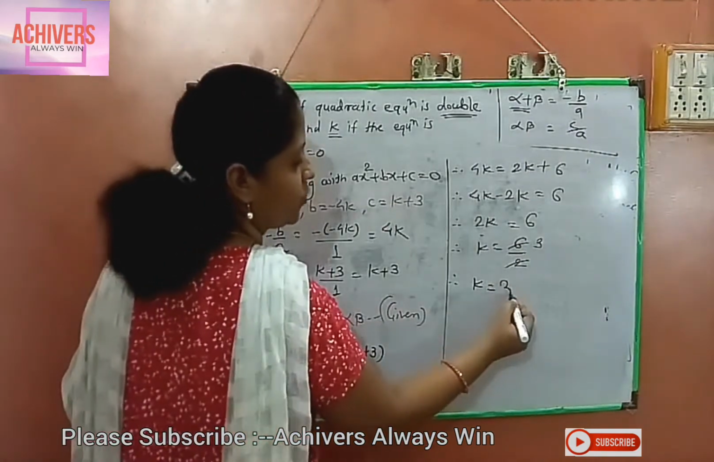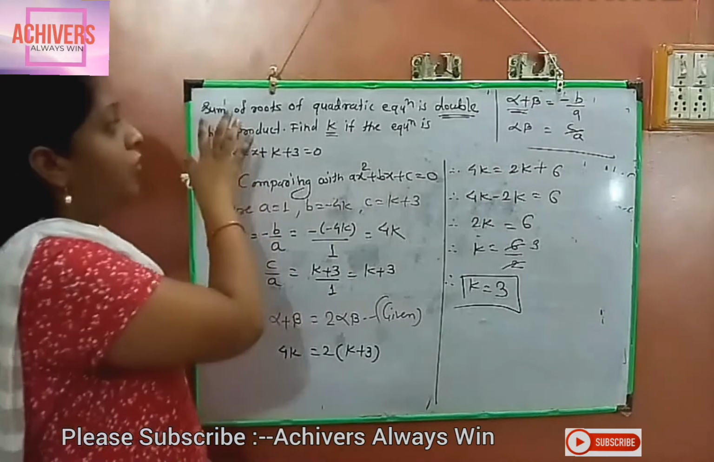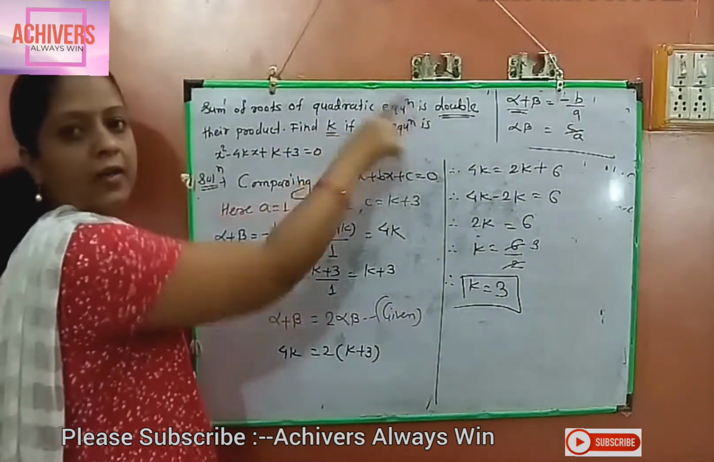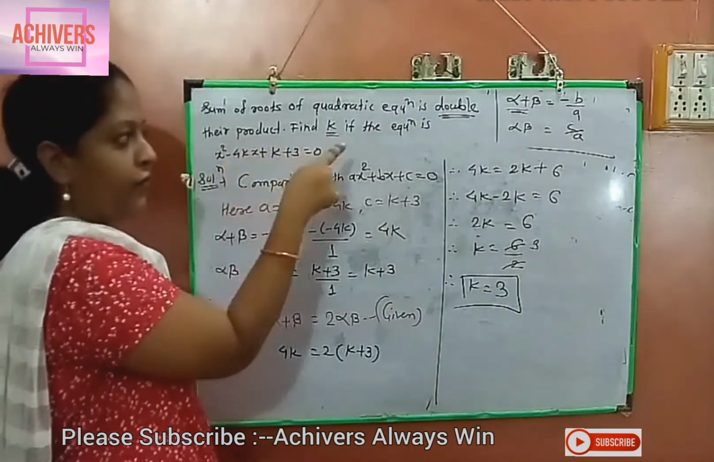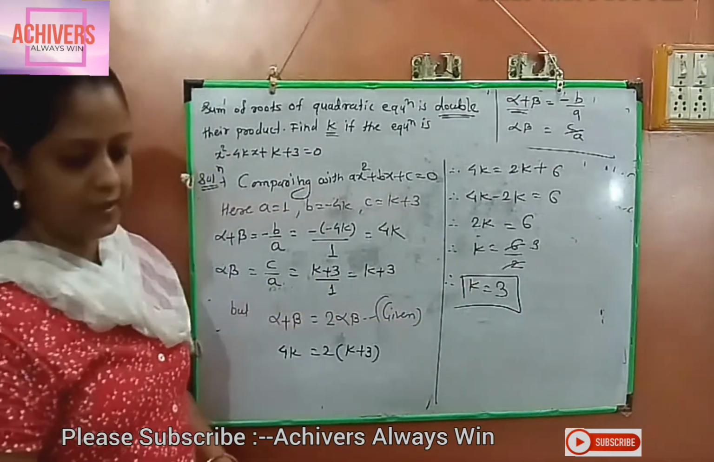This k is equal to which value? 3. From which condition? The sum of roots of the quadratic equation is double their product. Then we get the value of k is equal to 3. Then let's see another example.